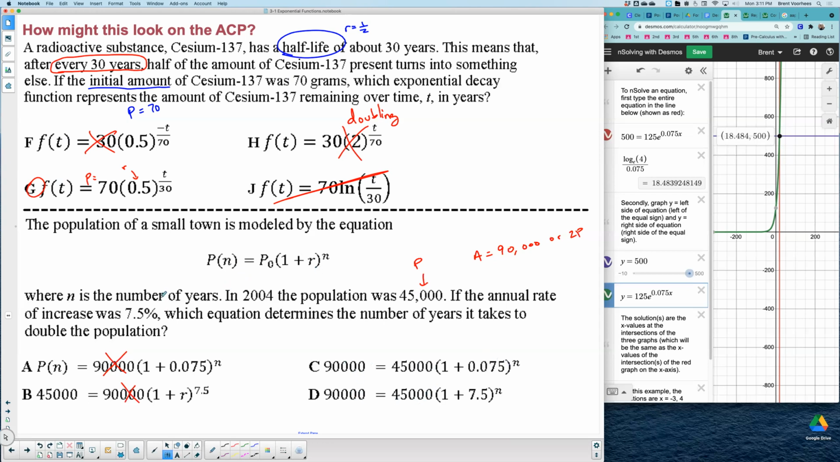And now when it comes down to rate, my rate is 7.5%. So remember, to get rid of your percent, you need to divide by 100%, which would give us 0.075. So the answer would be C here, not the D.